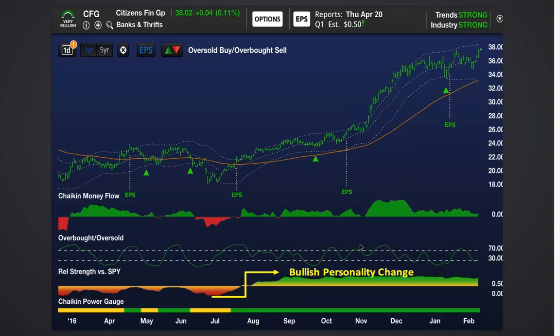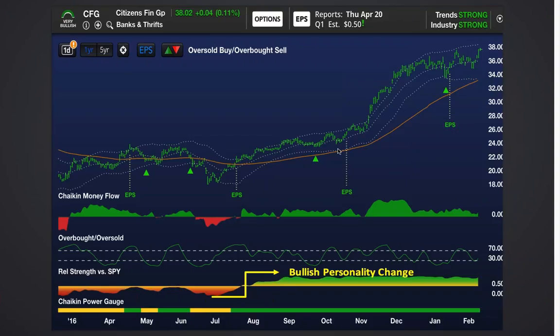of a stock in the very strong financial sector, Citizens Financial Group, CFG. Power gauge has been bullish since April, but the stock was in a sideways bottoming pattern. In July, the stock broke out and started outperforming the market with heavy institutional accumulation. And what I look for is the first buy signal after we've had that bullish personality change. And that came in September at about 24. The stock traded at 38 today. And there was just a buy signal here at 34 again ahead of the last earnings report.